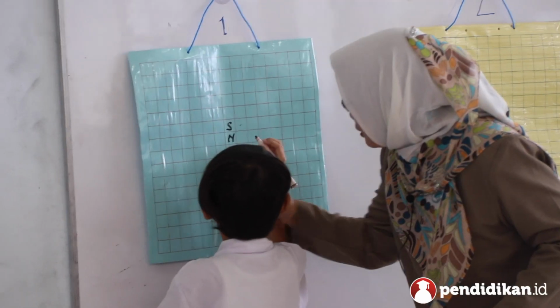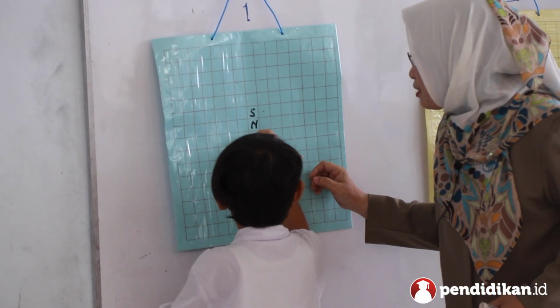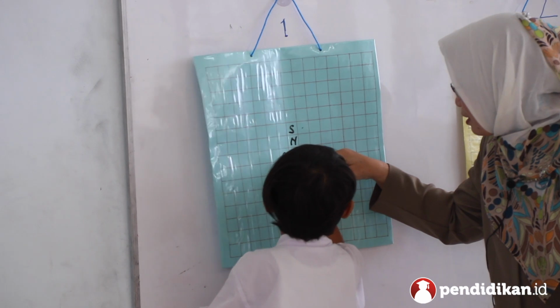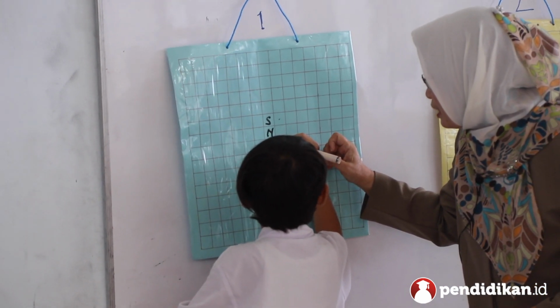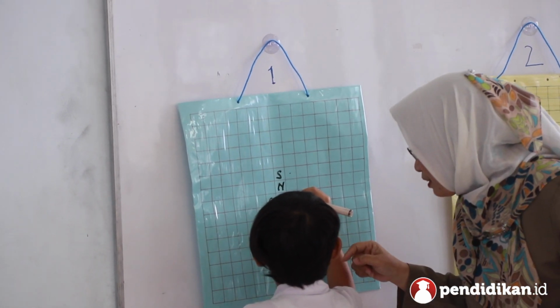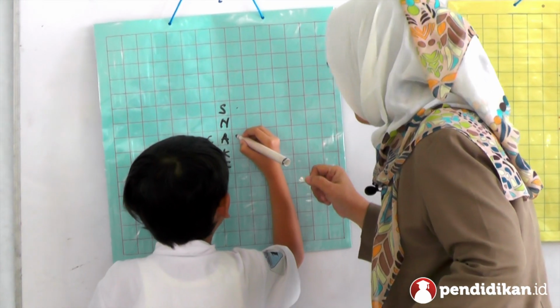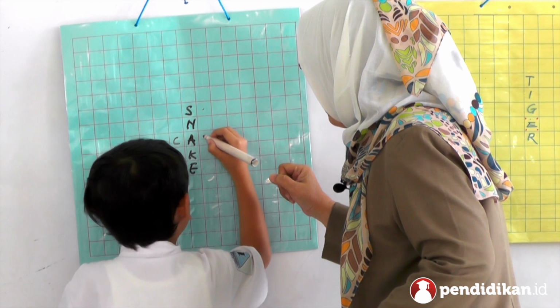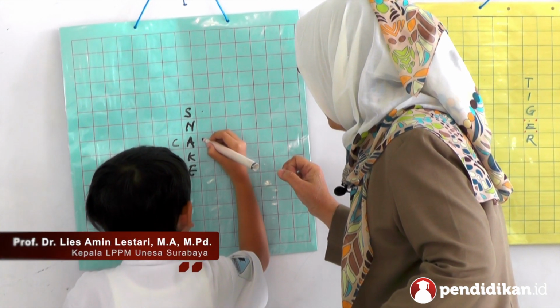No, you write it here. Yes. See? No, here. Yes. T. C A T. Cat. Yes, is it done? Yes, okay, write it down. Cat. Yes. Write it.